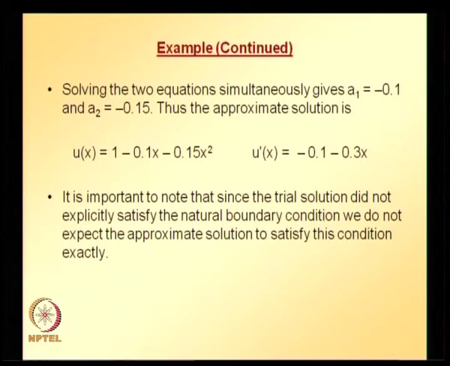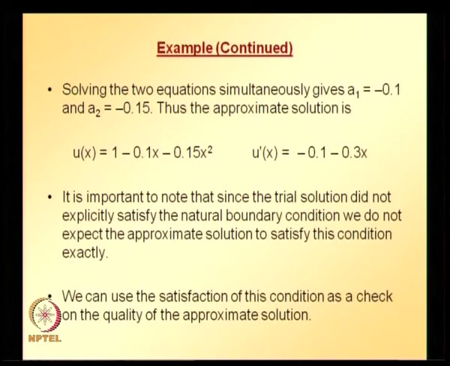Why is it so? Because the trial solution did not explicitly satisfy the natural boundary condition. Okay. So now how can we measure the solution accuracy? We can use the satisfaction of the natural boundary condition as a check on the quality of the approximate solution. So that is what is mentioned there.